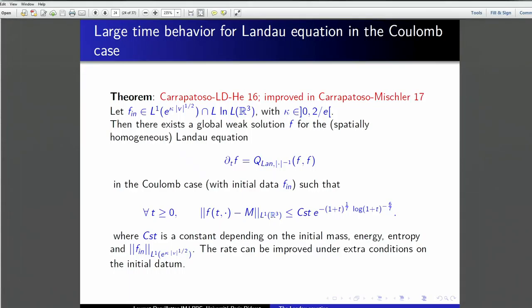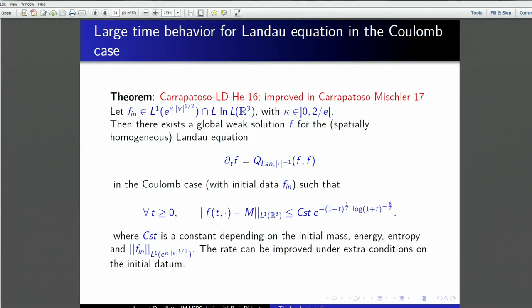So the way to go from this result to this result consists in using this result up to a certain time t, in which you enter a small neighborhood of M in a norm which is like this one, let's say L1, and then to do a spectral analysis. So you linearize, you do a spectral analysis around M, but the spectral analysis is done in a space which is not L1. It's done in a space which is much smaller, which is basically L2 with a weight which is Gaussian, which is a natural space, let's say, for the linearized equation.